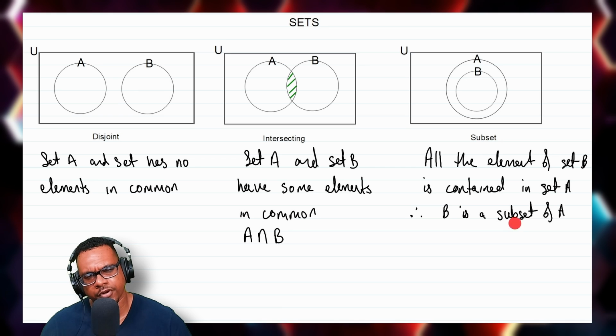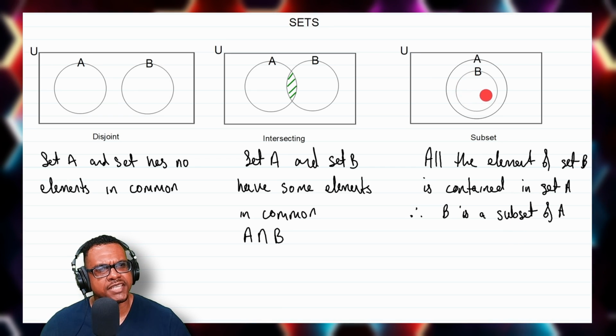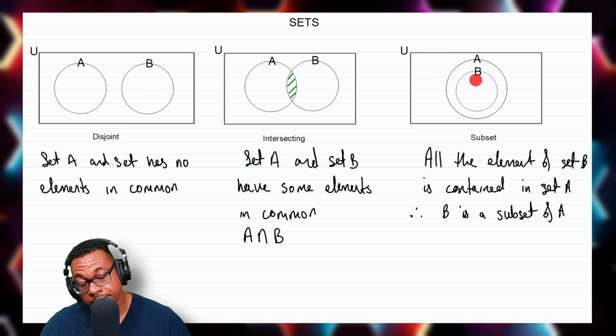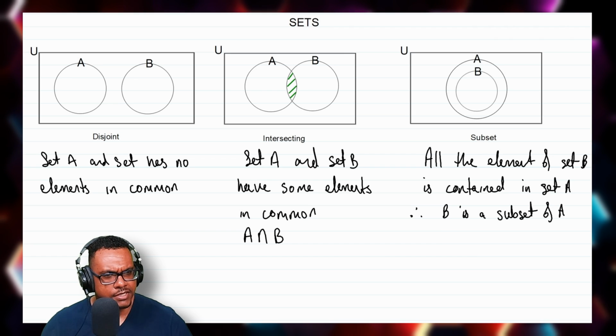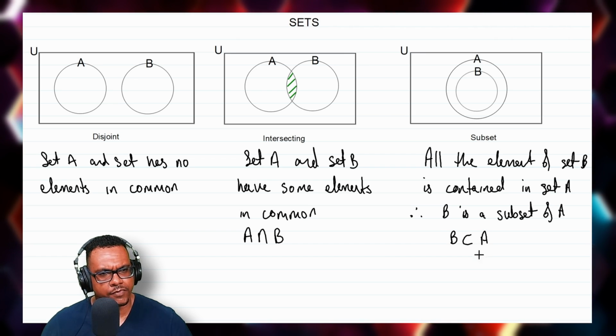Now, I just loosely use the word subset. Now, what we call this is a proper subset. Proper subset means that the elements in B is actually contained in A, meaning B has less elements than A. And how we write that as a symbol would be B is a subset of A.